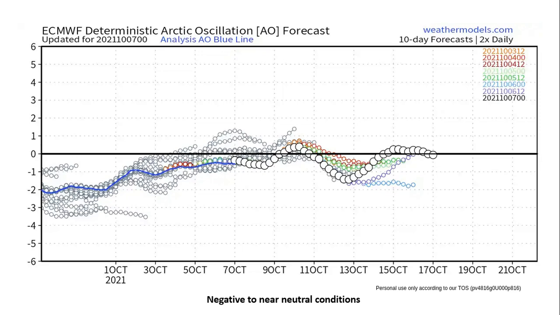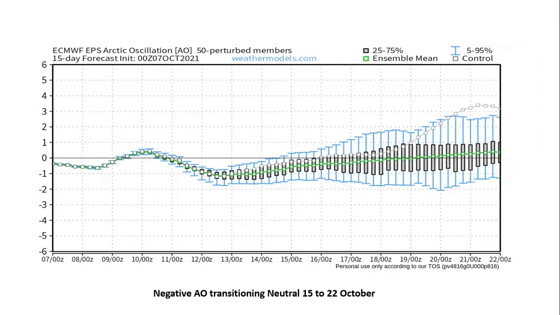We'll look at the European EPS AO, 50 perturbed members. In general, it starts off negative today here on the 8th of October, and then generally trends back towards neutral by the 10th and dips slightly negative again around the 13th, but then back to neutral in the long run. This model goes out to 22 October.